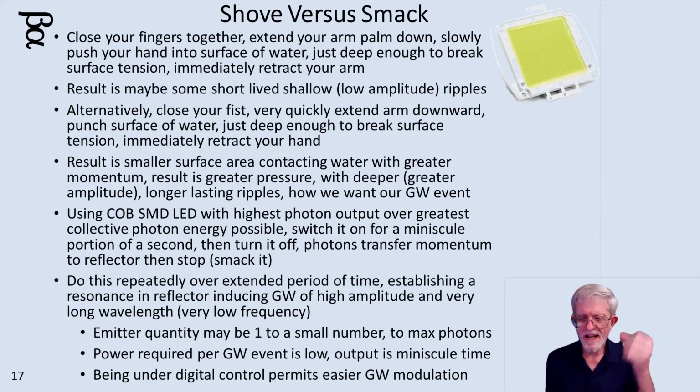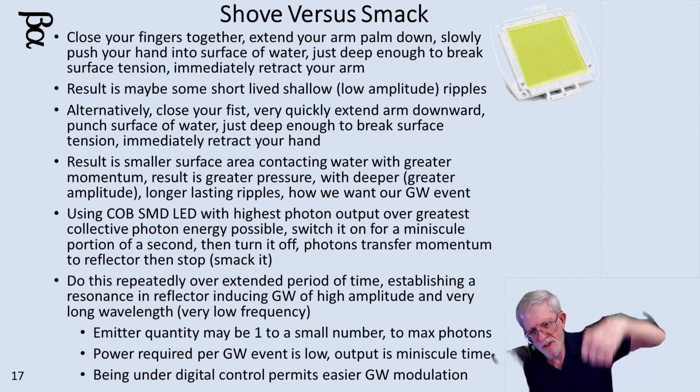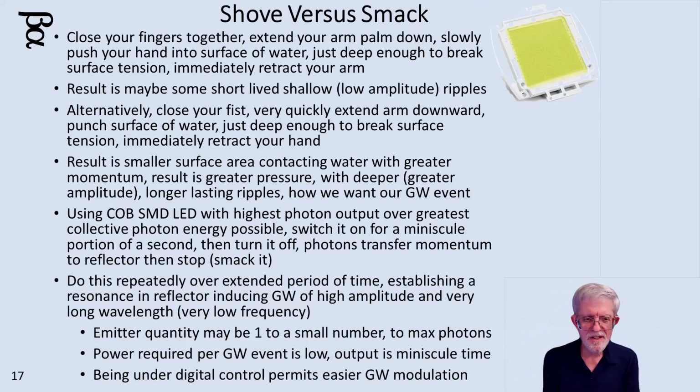But if you take your fist and you bundle it up and you turn it downward and you use all your force to smack your fist into the surface of the water, and then you bring your fist back up just after it breaks the surface, you have a smaller area with greater momentum. The result is greater pressure and deeper or greater amplitude, longer lasting ripples. And that's what we want to do with our gravitational wave event.